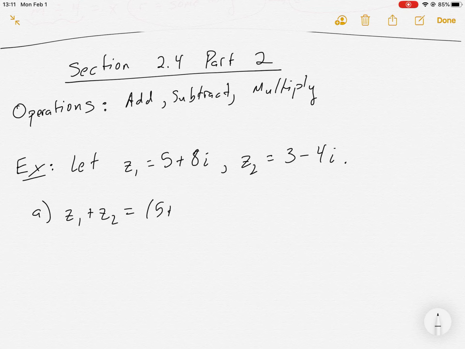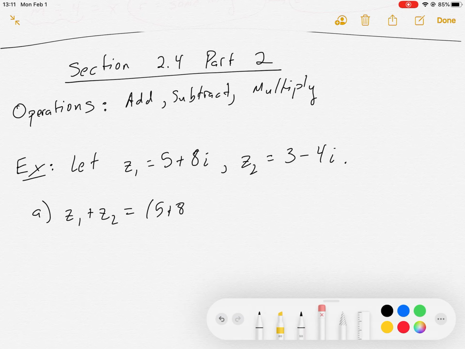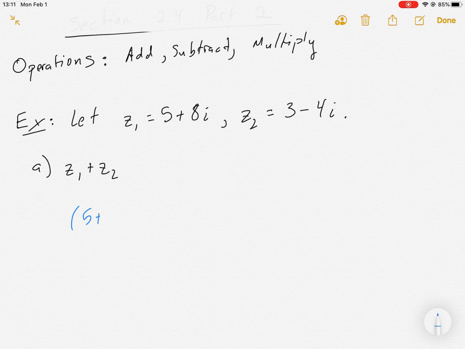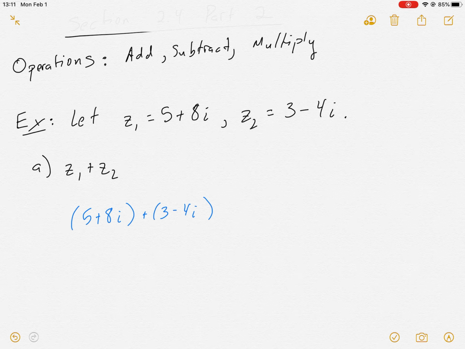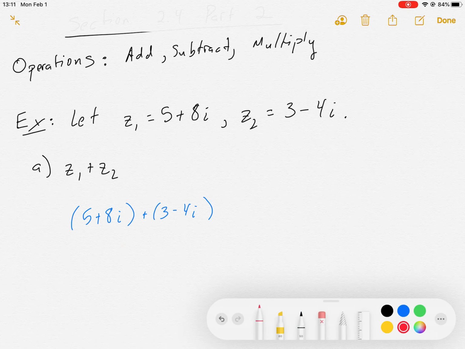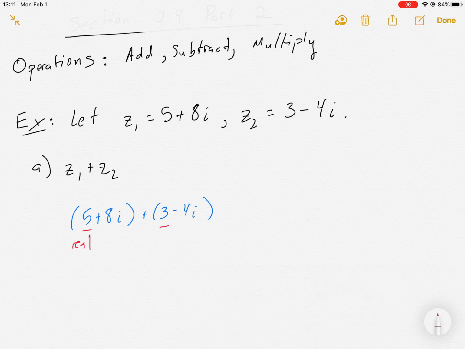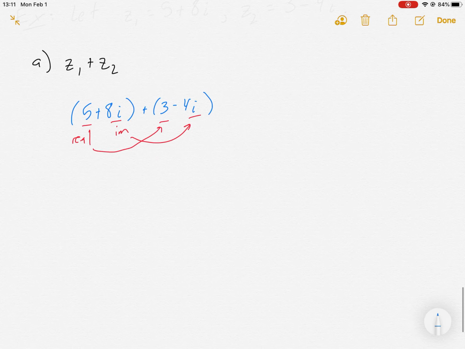And so all we're going to do is take them and put them in parentheses, although it's not really necessary. But this would be 5 plus 8i plus 3 minus 4i. And this works the exact same as if you were just combining like terms. So we would take the 5 and the 3, the real parts, and add those together. And then we'll also take the imaginary parts and add those together. So my answer will just be 5 plus 3 is 8, and then 8i minus 4i is just 4i. And so this would actually be my final answer. Pretty straightforward if you're familiar with combining like terms.